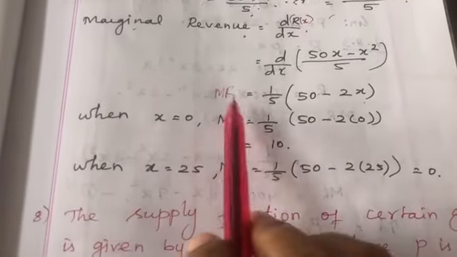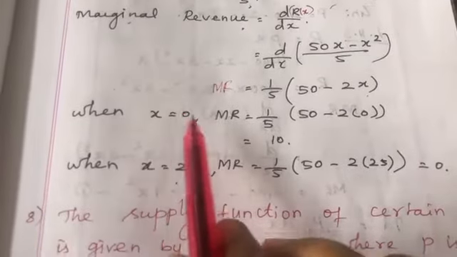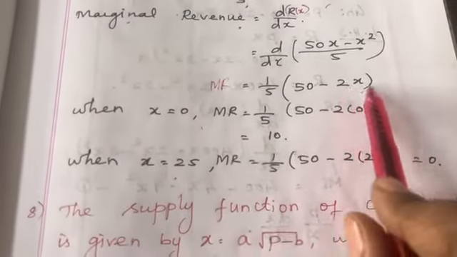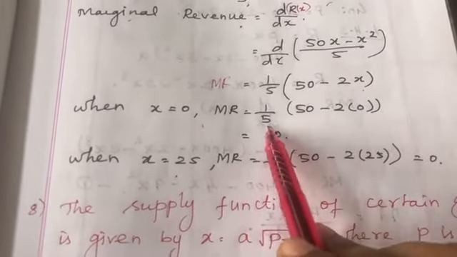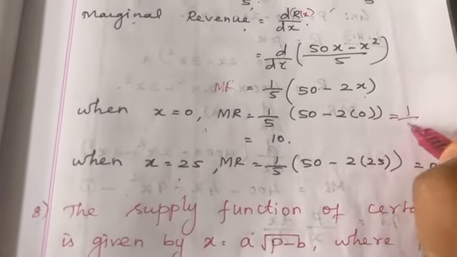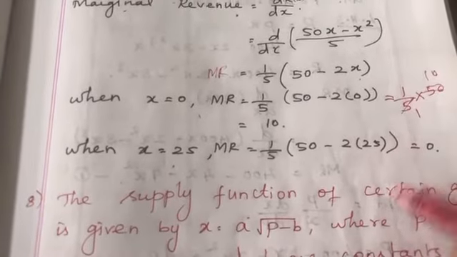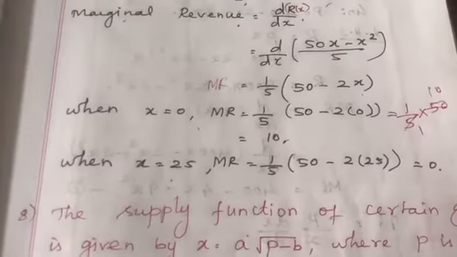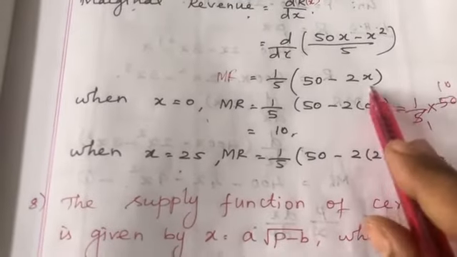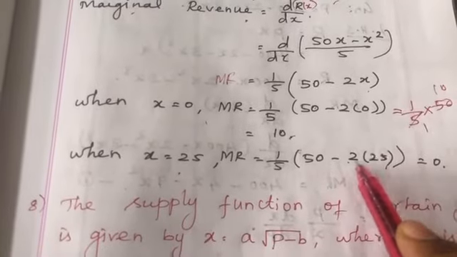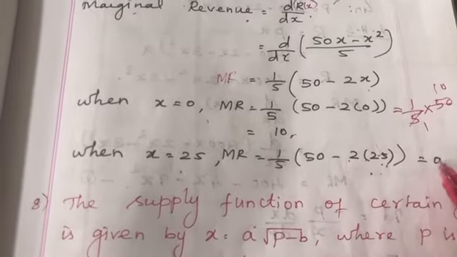Here we have to find marginal revenue when x is equal to 0 and when x is equal to 25. When x is equal to 0, we substitute 0 for x. So this term will become 0. So 1 by 5 into 50 will remain. 5 10s are 50, so that is 10. When x is equal to 25, here 2 into 25. Instead of x we substitute 25. So 2 25s are 50. 50 minus 50 is 0. So the value is 0.